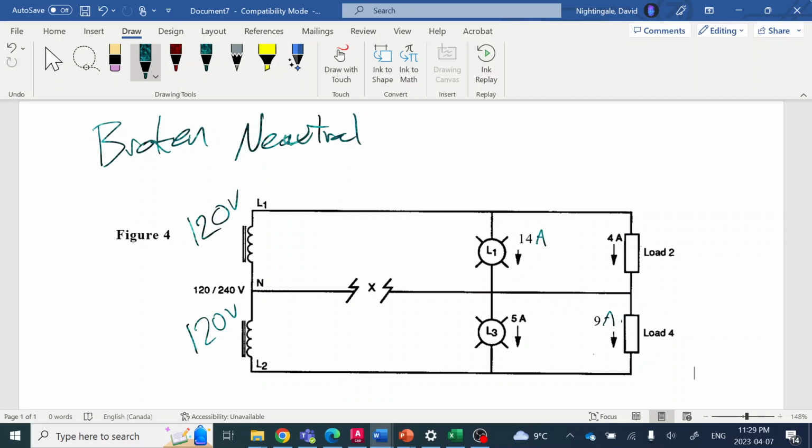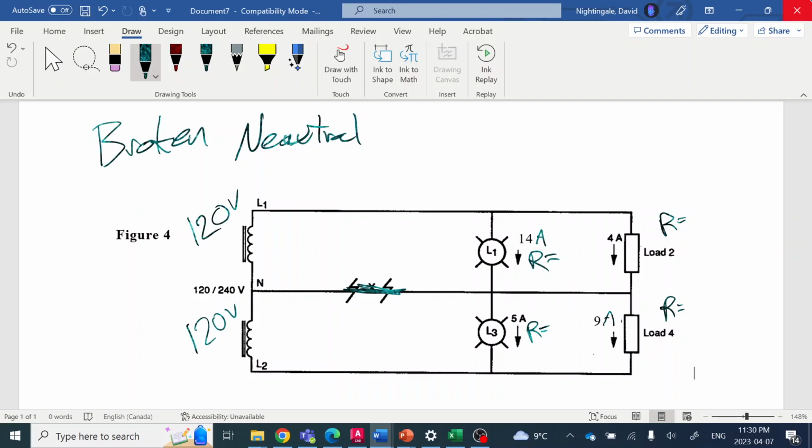Broken. So again, that would be clarified. So we're going to fill in the neutral here as if it wasn't broken. Now we can start to figure out what the resistive values are. That's a first step in solving a broken neutral question. You want to know what these resistive values are for each load, because the resistive values aren't going to change even after the neutral breaks.